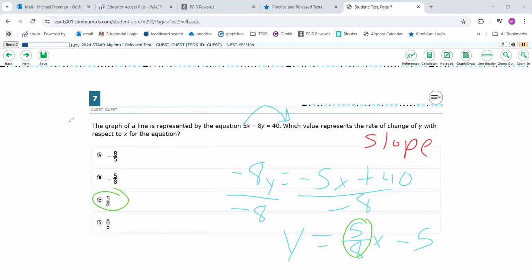Okay. So again, if I knew rate of change meant slope, all right, well, I got to find the slope. Well, if it's a linear equation, I got to put it in slope-intercept form, because then that tells me the slope and the y-intercept.